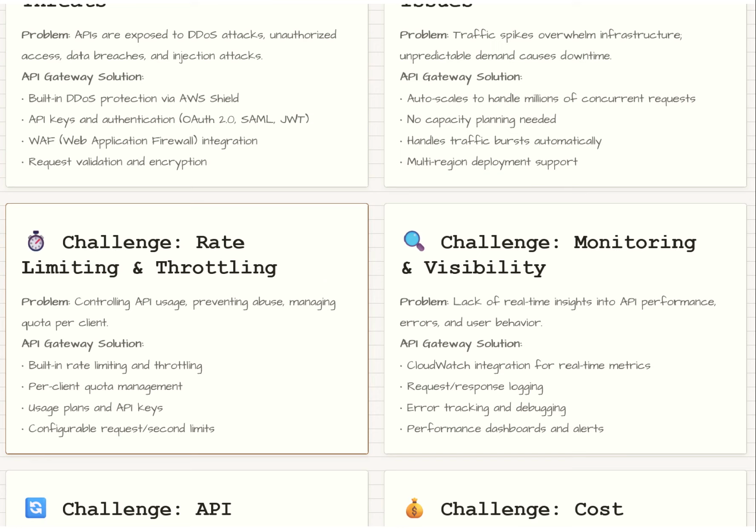And then a challenge is rate limiting and throttling. So with API usage you have to prevent abuse and manage quotas per client, for different programs. You can use the built-in rate limiting and throttling features to control this challenge in the service.